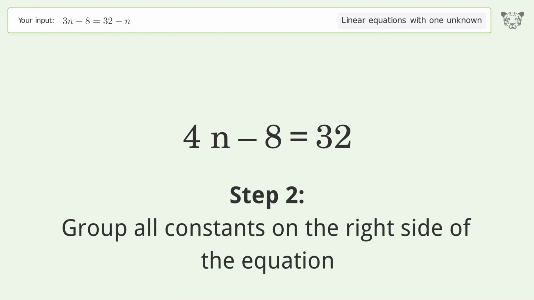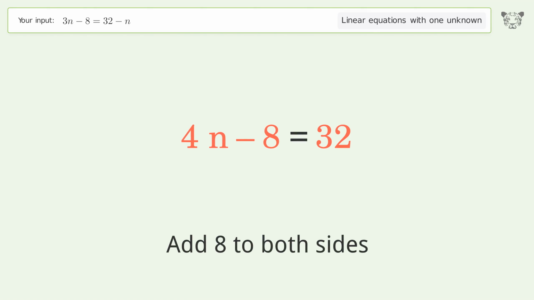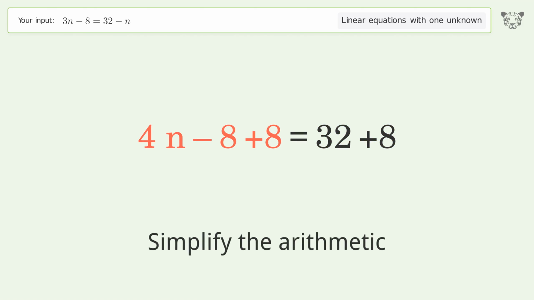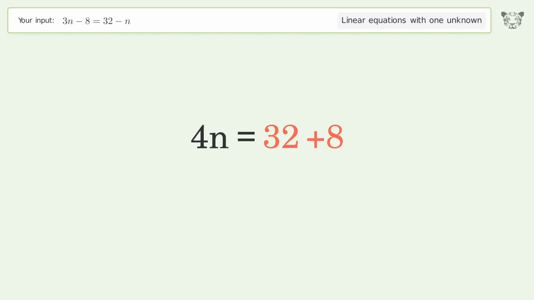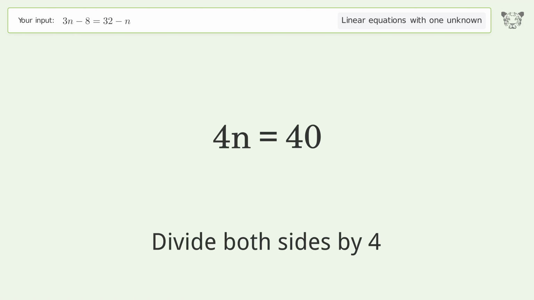Group all constants on the right side of the equation. Add 8 to both sides. Simplify the arithmetic. Isolate the k. Divide both sides by 4.